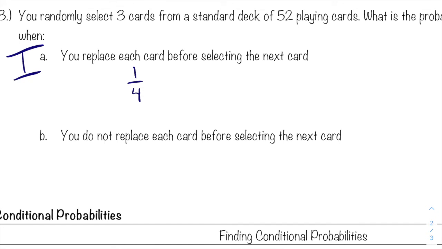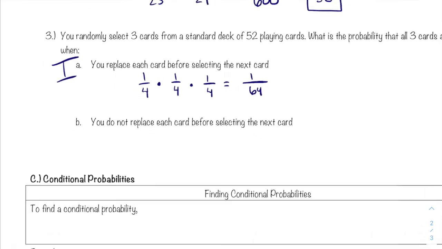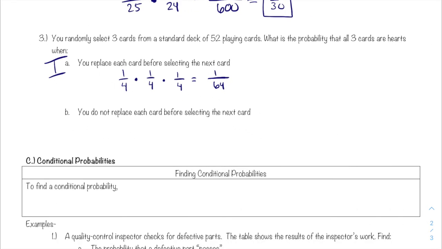But then I'm going to replace it each time, so the probability is not going to change. The probability of getting a heart 3 times in a row is going to be 1 out of 4 times 1 out of 4 times 1 out of 4. And then, 1 times 1 times 1 is 1. 4 times 4 is 16, times 4 is 64. The odds of getting 3 hearts in a row drawing cards is 1 out of 64.